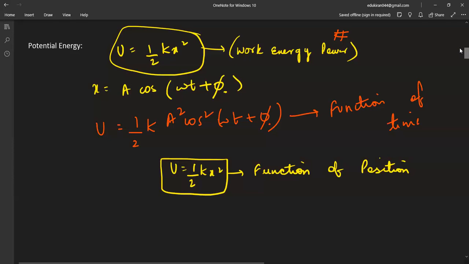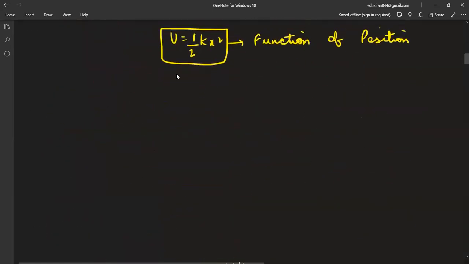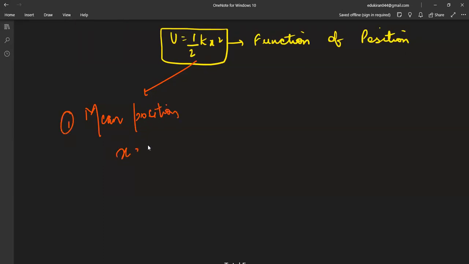So when we're talking about this, again we have both the conditions. We have the mean position. For mean position, x will be equal to 0, so potential energy will be 0. That is, at the mean position you have the minimum potential energy because there is no displacement. There is no change in configuration also. Apart from mathematical derivation, you can remember it like this also.